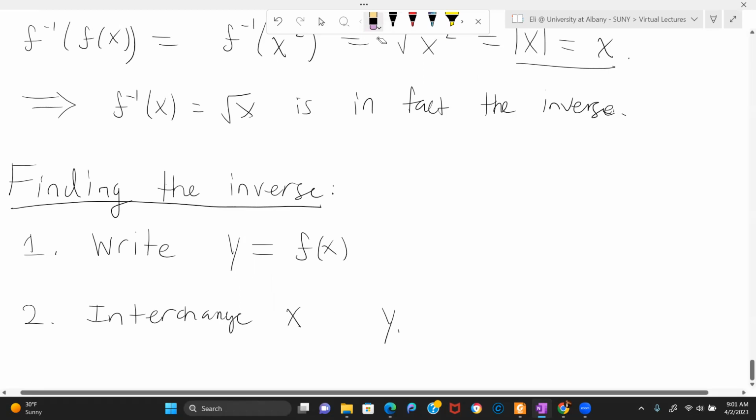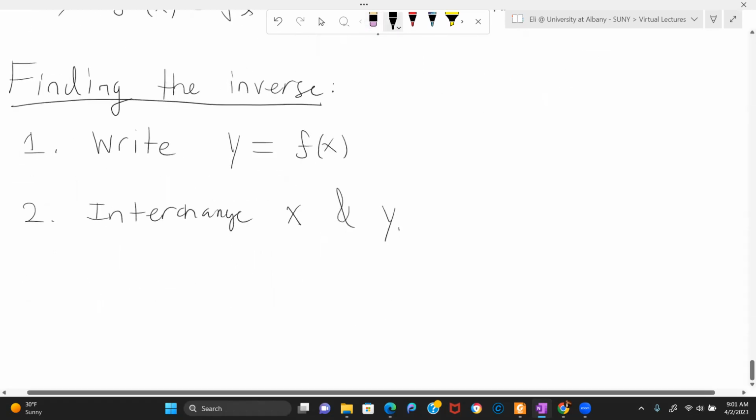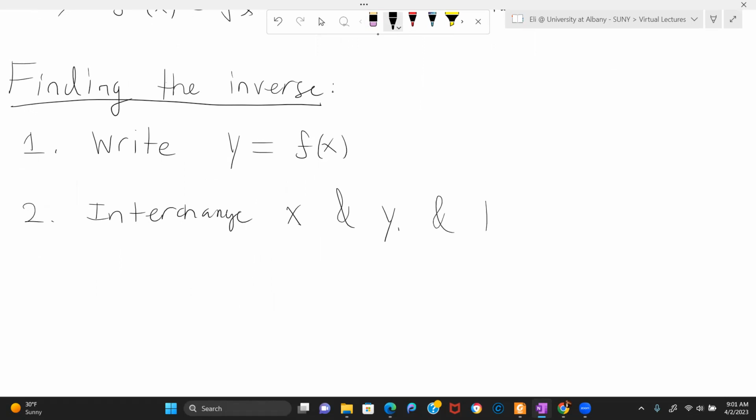You remember, what does the inverse do? It undoes each other. So it's almost like you're swapping things around, and then you're gonna swap back. Now, since you swapped them, you have to swap them back. But first, you're gonna interchange them and then solve for, sorry. So you're gonna interchange.